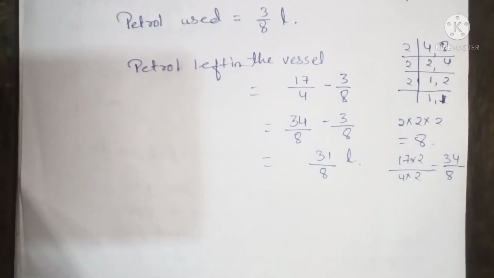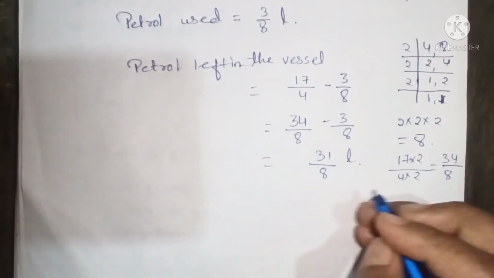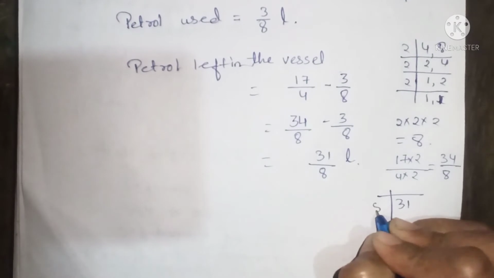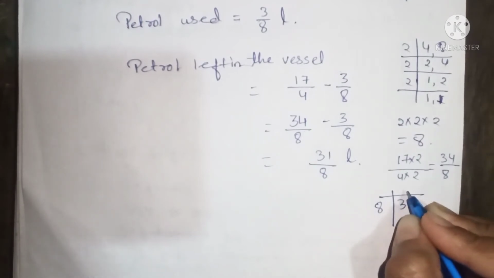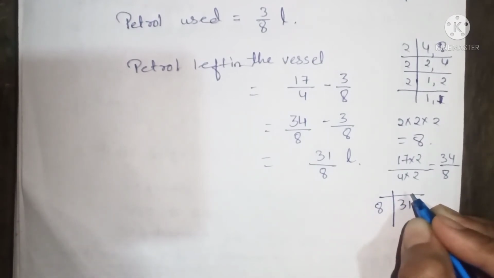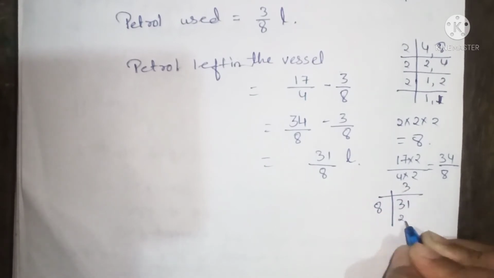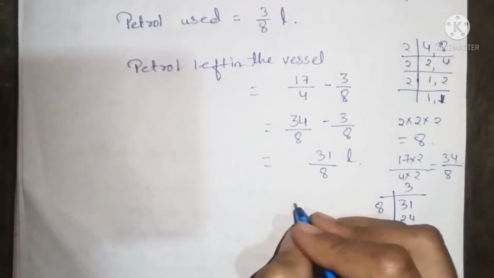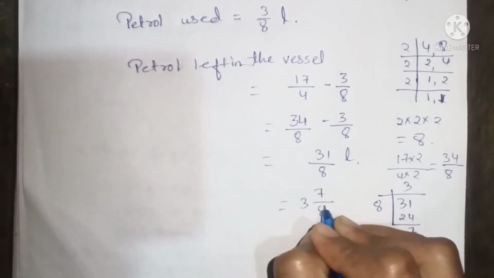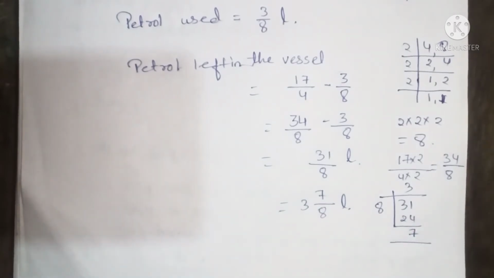31/8 liters. Now this is an improper fraction, so we must change it. This is important, okay children? We must change it into a mixed fraction. So 3 whole 7/8 liters of petrol is left in the vessel.